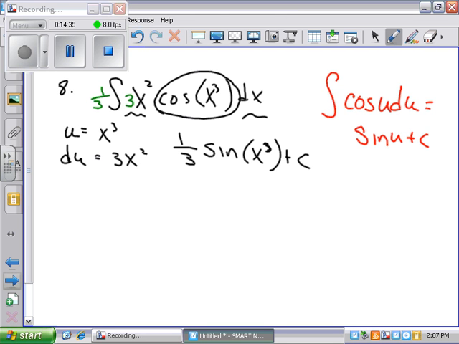And if you don't believe it, you take the derivative of your answer, and you should get x squared cosine of x cubed. If you have to get an antiderivative, you can always check by taking the derivative of your answer if you want to cheat. Okay. Questions? Choice B.